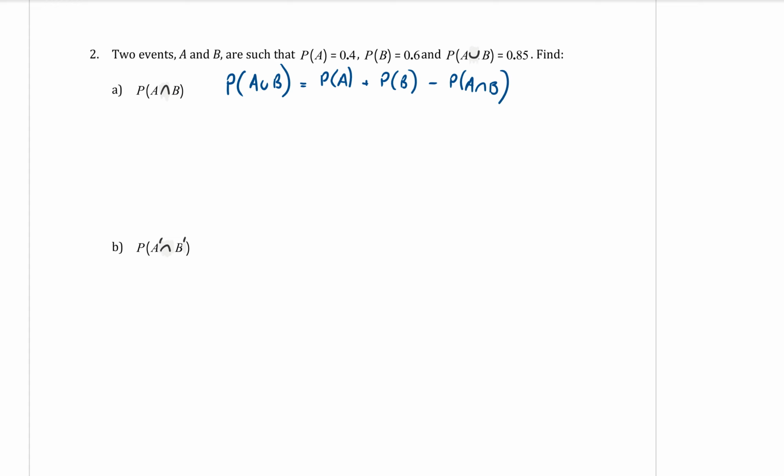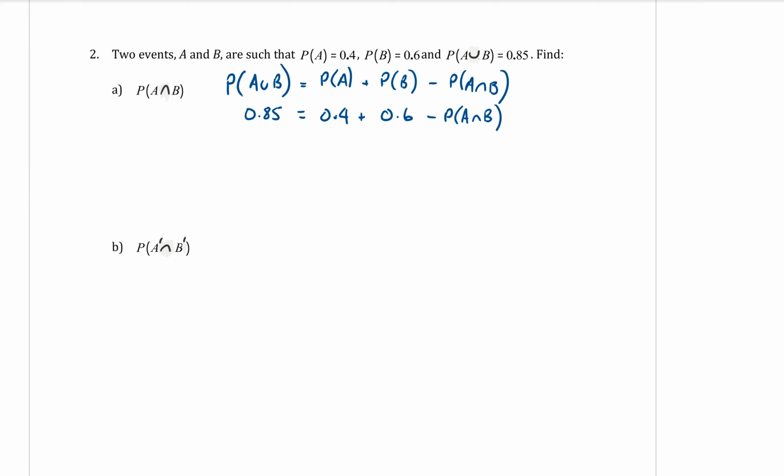The probability of A or B was 0.85. That was the first one on the left side of the equal sign. That equals the probability of A, we are told, is 0.4, plus the probability of B, which we're told is 0.6, and then minus probability of A and B. That's the only thing I don't know in that formula, and it's the thing that I want to find, which is kind of convenient. Okay, so I just need to rearrange it to find out what it is.